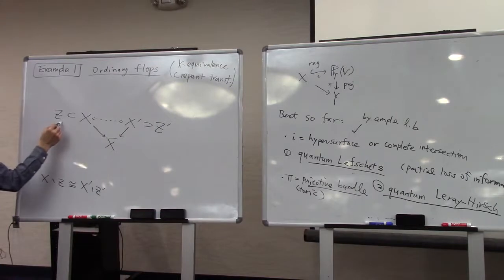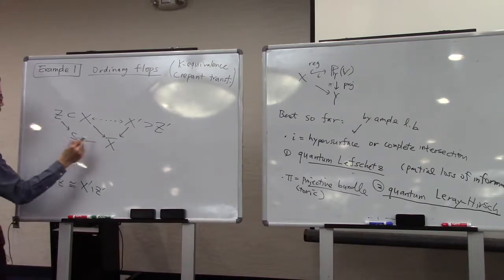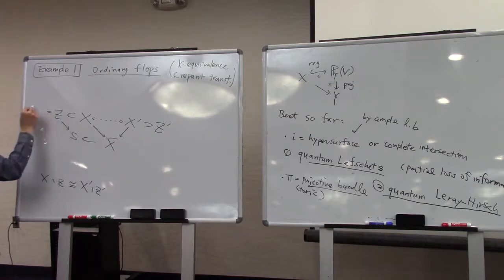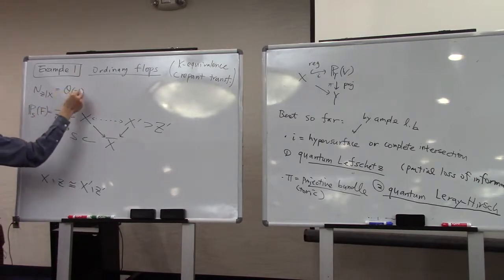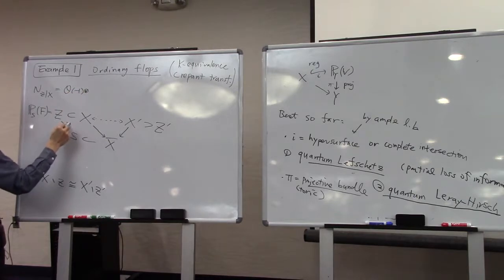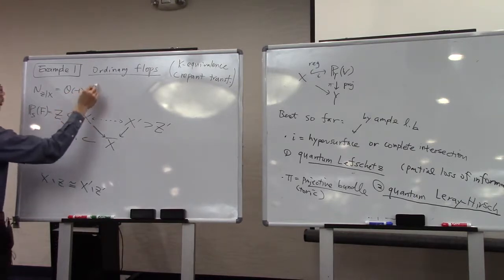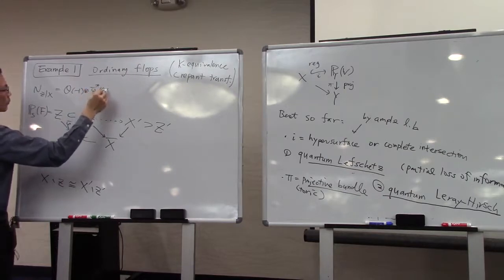And the exceptional locus will look like some kind of projective bundle. So the exceptional locus is a projective bundle. And not only that, the normal bundle of this exceptional locus is, because now this Z is a projective bundle, so you have this. Let's call this phi bar.